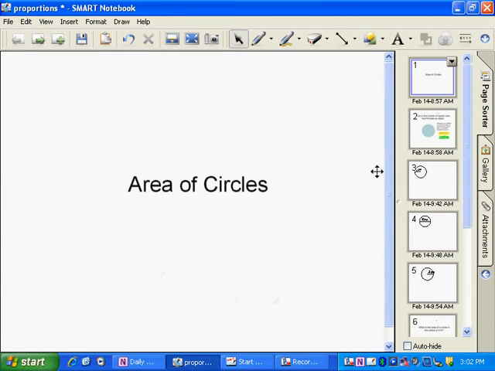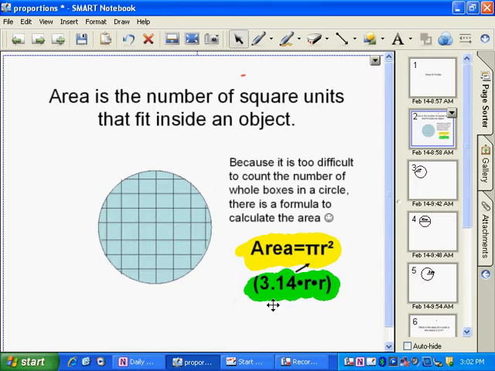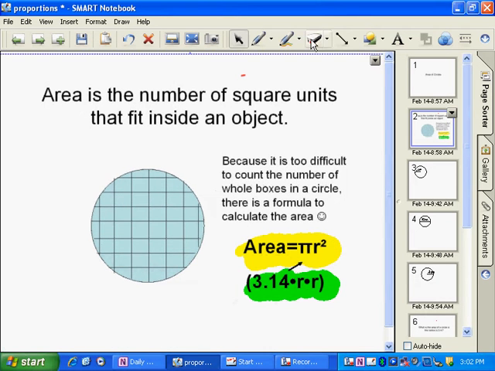Find the area of a circle. But before I start, I want to make sure that you understand exactly what I mean by finding the area of a circle, okay? An area by definition is the number of square units that fit inside an object.